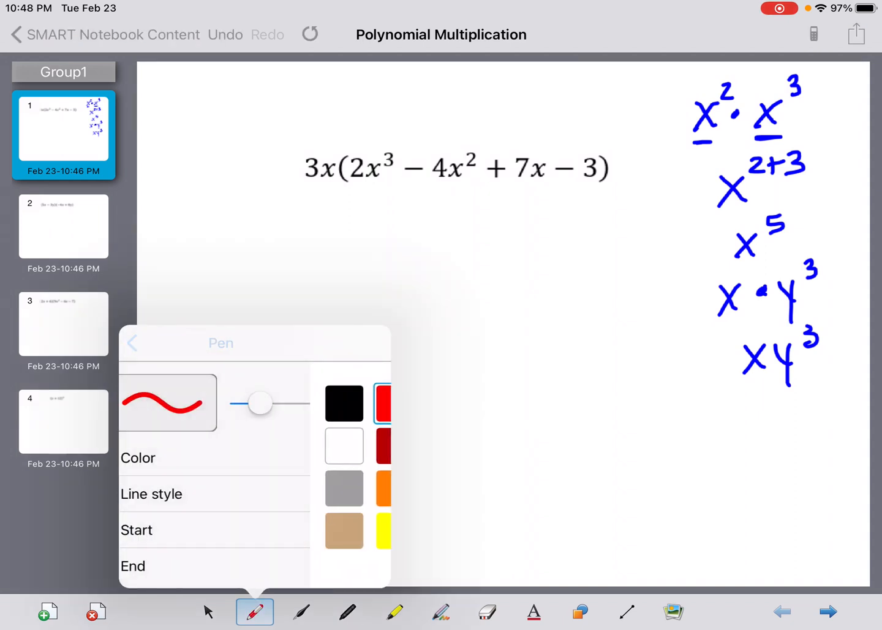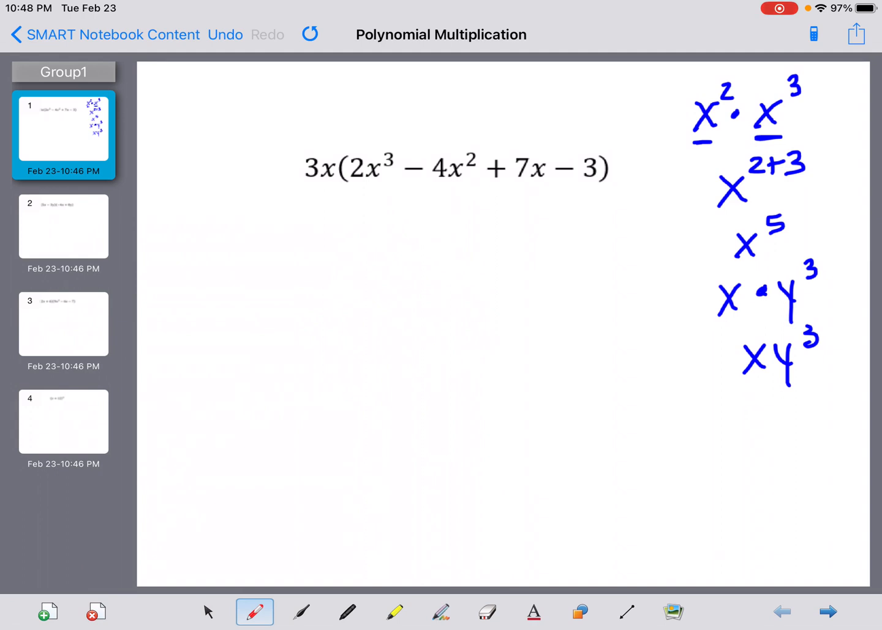So when I look at this problem, I have a very long polynomial. Polynomial means more than one term. And I have a monomial, one term, on the outside. When I see something like this, I think distribute. I'm going to distribute this term to everything, and each individual one will multiply. So my coefficients multiply, and I get 6. This has the invisible 1 there. So when I think about x to the first times x to the third, it becomes x to the fourth because I add those powers.